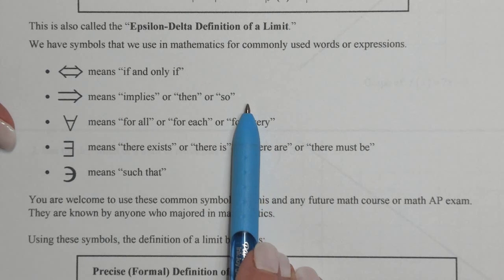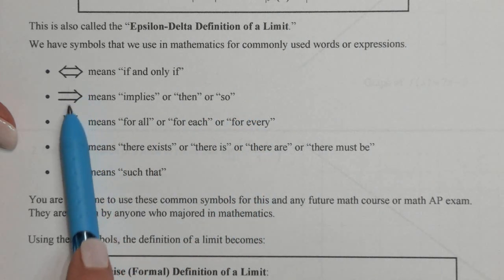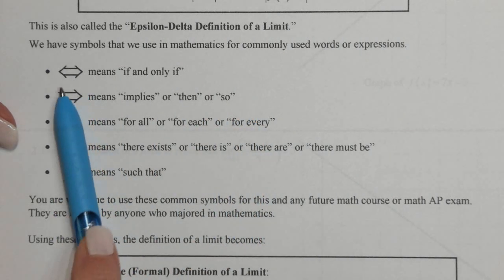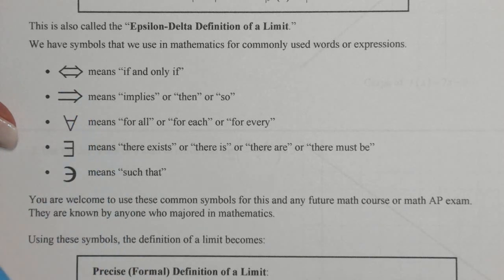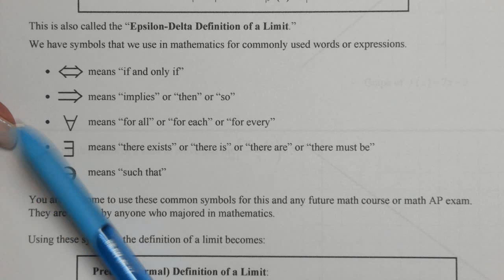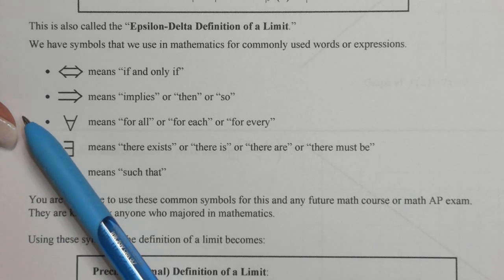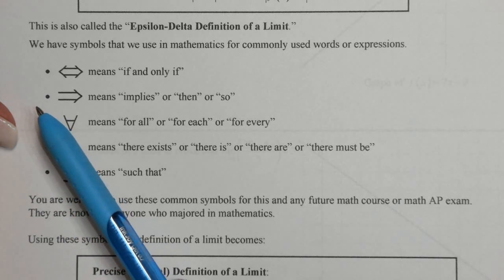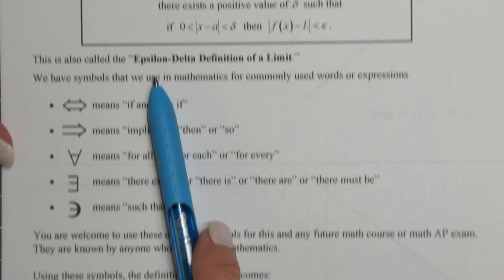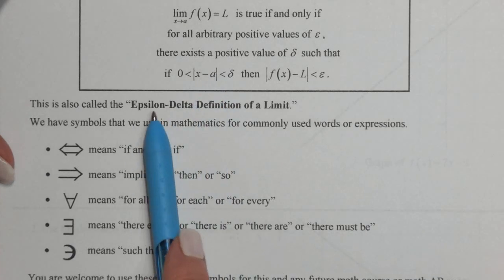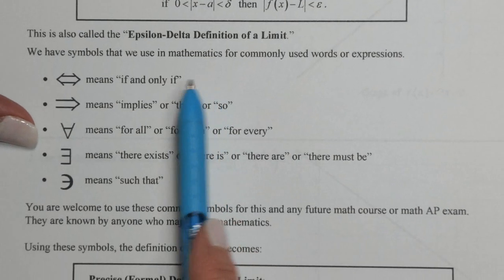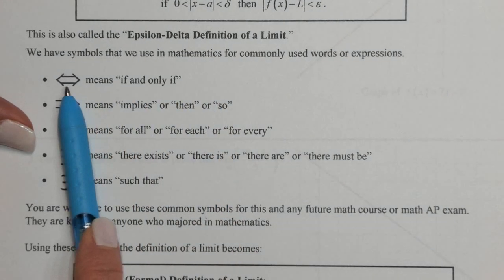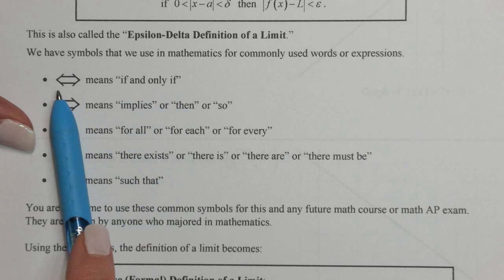If you go on in math, you need to be familiar with some of these symbols that are used frequently. They are just traditional, commonly used symbols in advanced mathematics. And by the way, this definition is also called the epsilon delta definition of a limit.